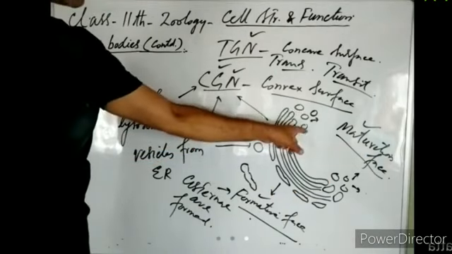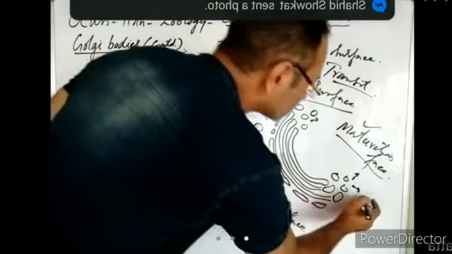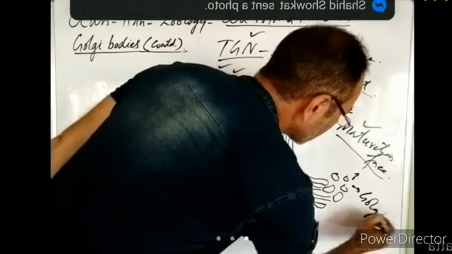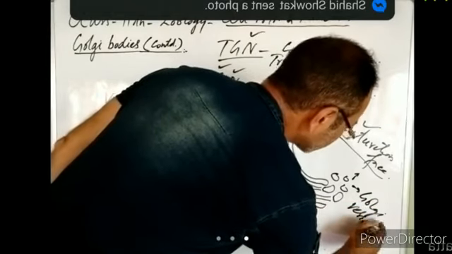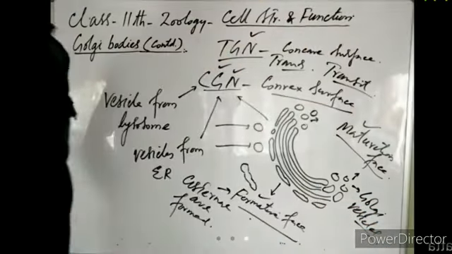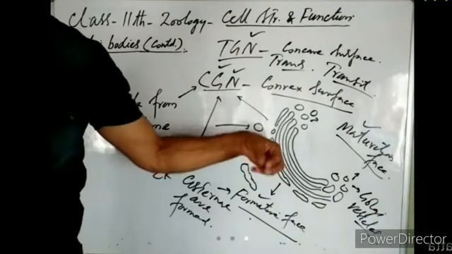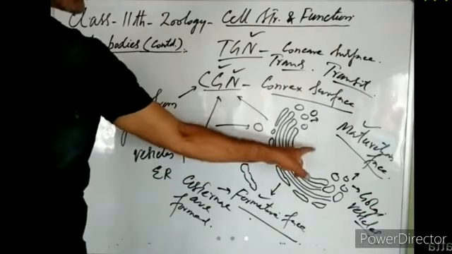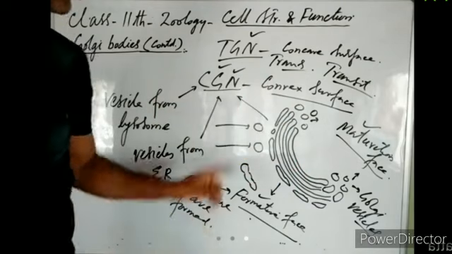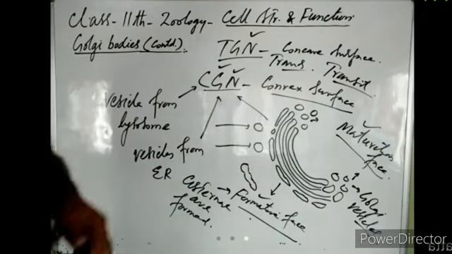And these small fluid-filled vesicles are known as Golgi vesicles. They will pour the materials either out of the cell or they will release the materials inside the cytoplasm of the cell. So that is about the structure of Golgi bodies.